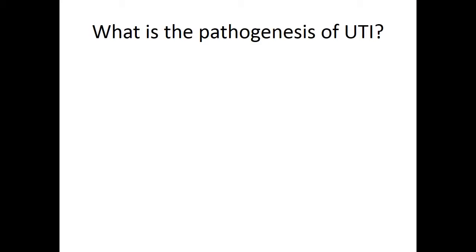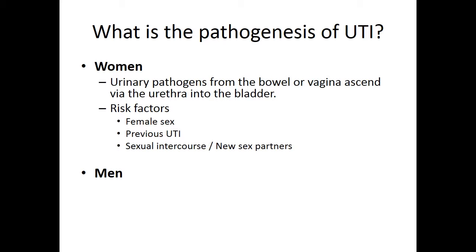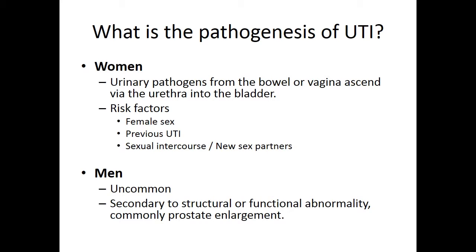The pathogenesis differs between women and men. In women, a UTI develops when urinary pathogens from the bowel or vagina colonize the urethral mucosa and ascend via the urethra into the bladder. Risk factors include being female, previous urinary tract infection, or sexual intercourse. Urinary tract infections are uncommon in men. They're usually secondary to a structural or functional abnormality, most commonly prostate enlargement.